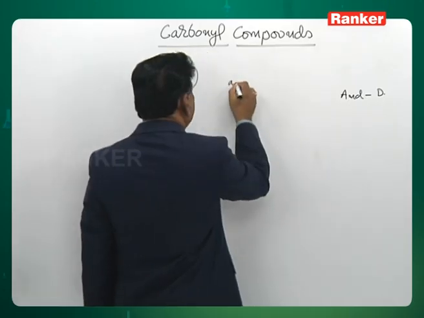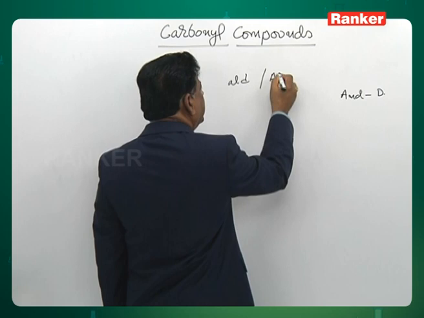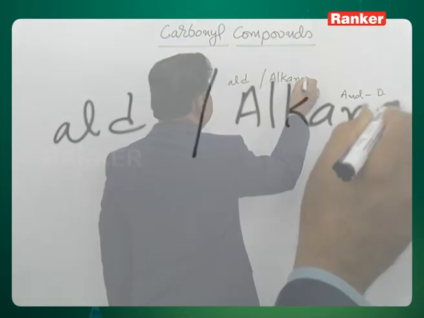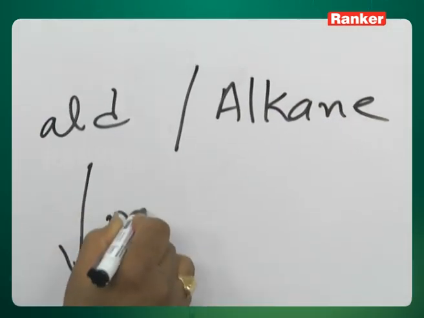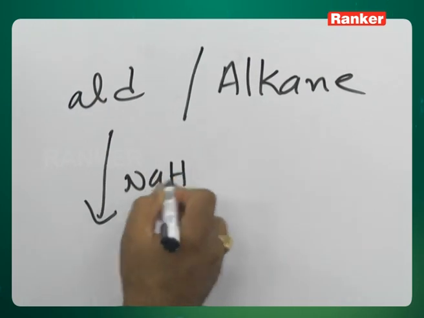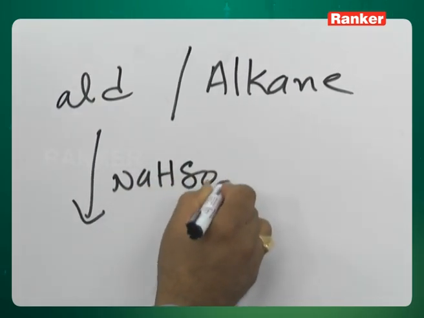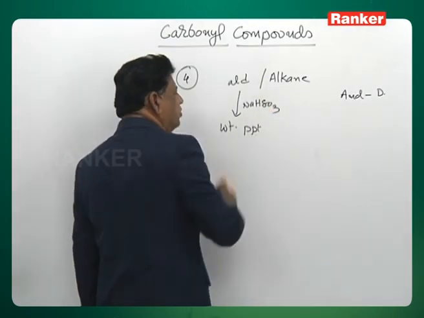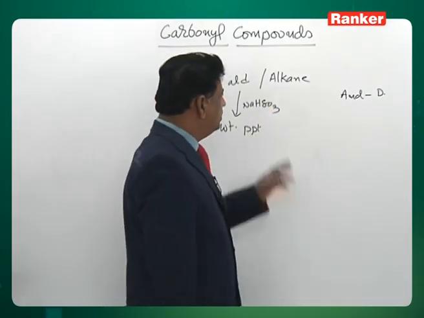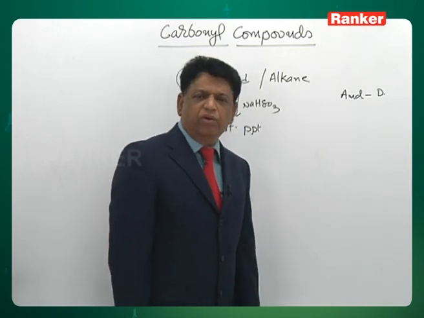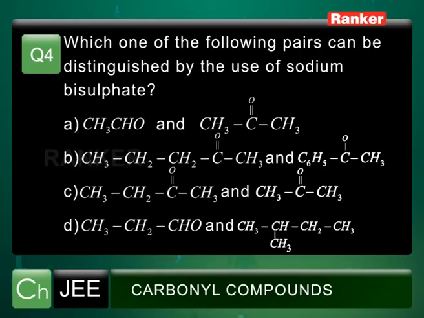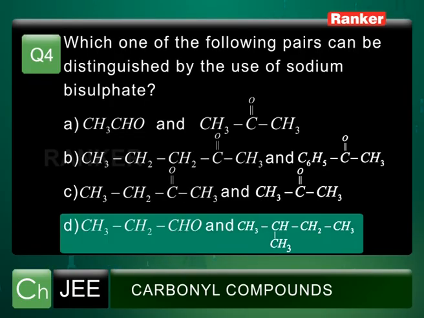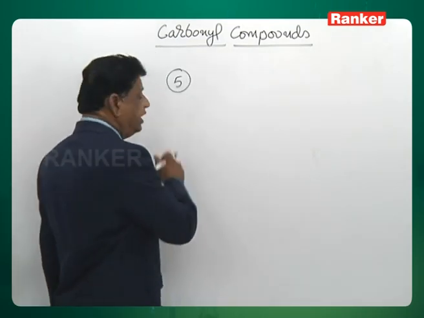So, aldehyde versus an alkane we can differentiate, because the moment sodium bisulfite is added to an aldehyde, a white color precipitate is formed. A nucleophilic addition reaction takes place, which is not possible with the alkane, therefore, one can differentiate. So, answer is D. So, let us go for question number 5.